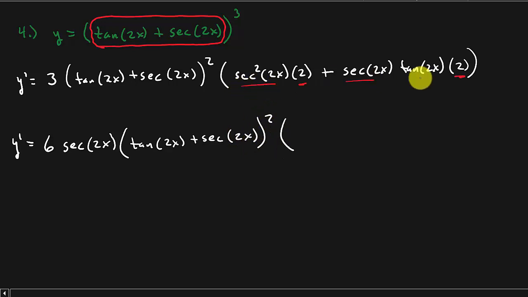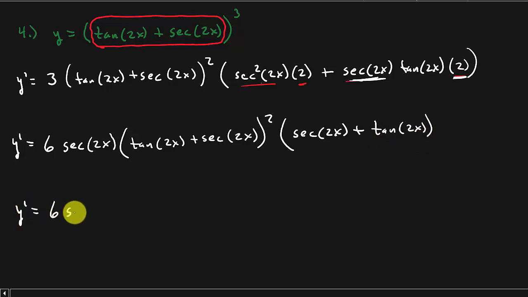Times, and now let's deal with this. So I factored a 2 out, and I factored out a secant 2x. So if I factor the 2 out, that 2's gone. Factor out a secant 2x, that's going to leave me with secant 2x plus, and then this secant 2x and this 2's gone, so that's going to leave me with tangent 2x. And so that's going to give me y prime is 6 secant 2x.